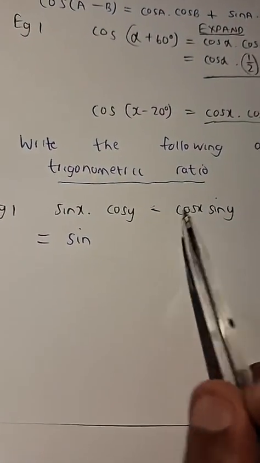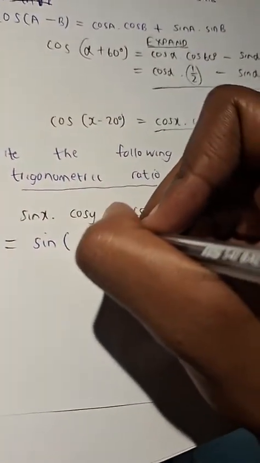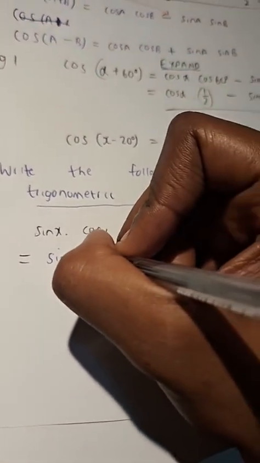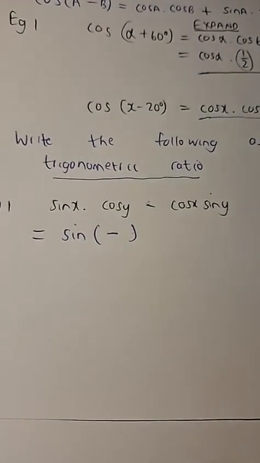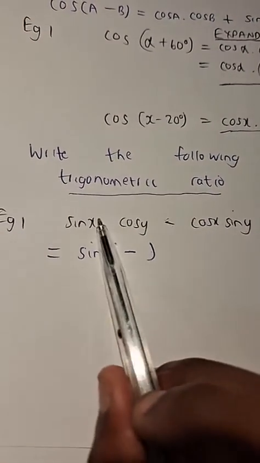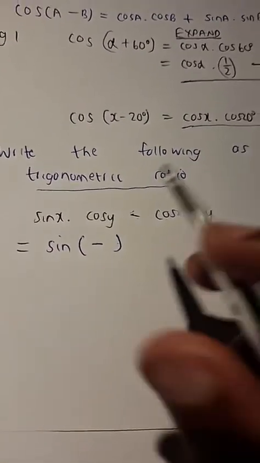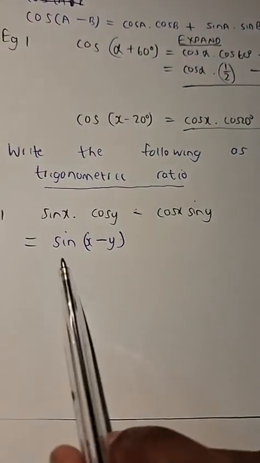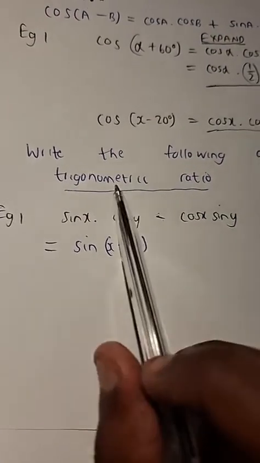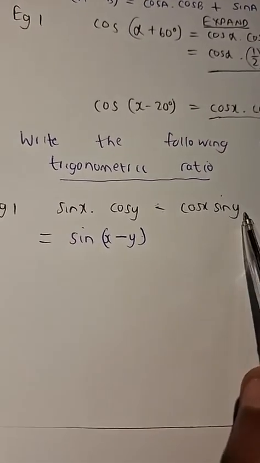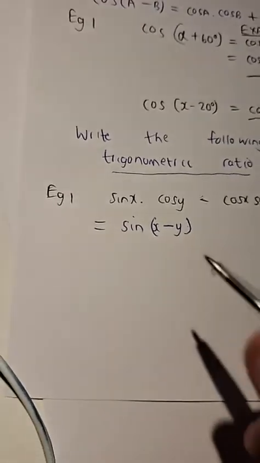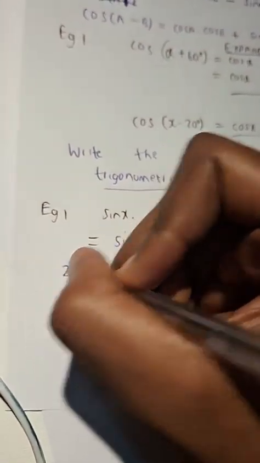Now, what do we know about the sine compound angle? Inside the bracket, if this is negative, this will also be negative because the sign does not change. This is xy, xy. So that means x comes first, y follows. So therefore the reduced or the single trigonometric ratio of the expanded form is sine x minus y. Okay, let's look at another one, number 2.